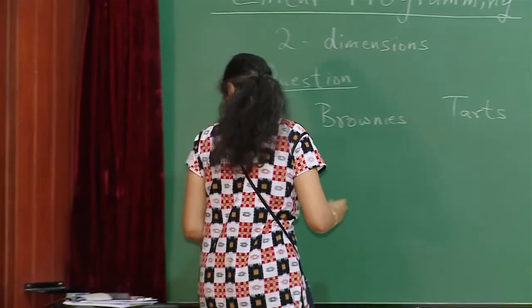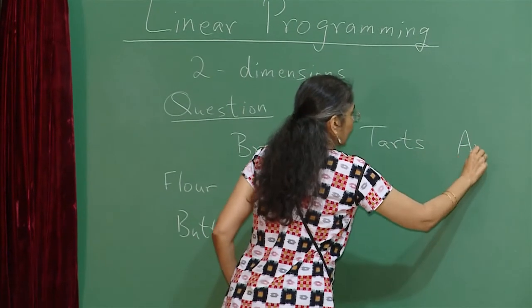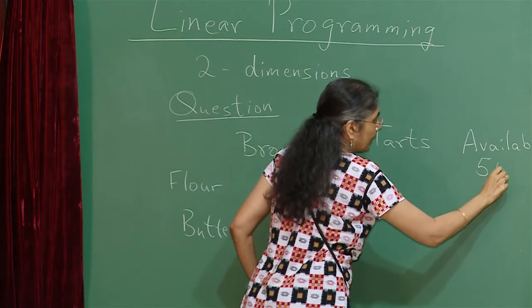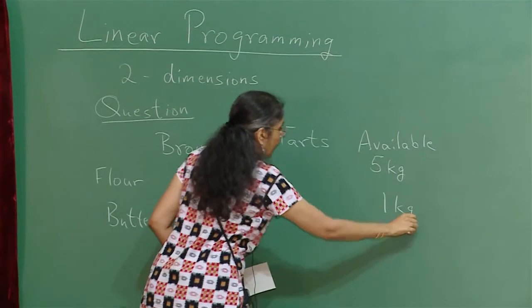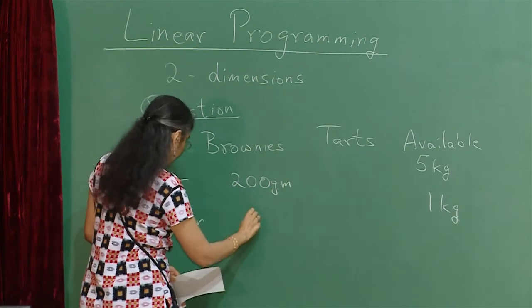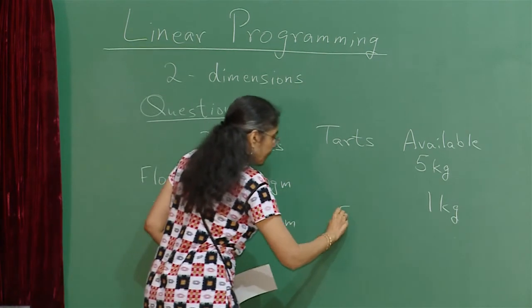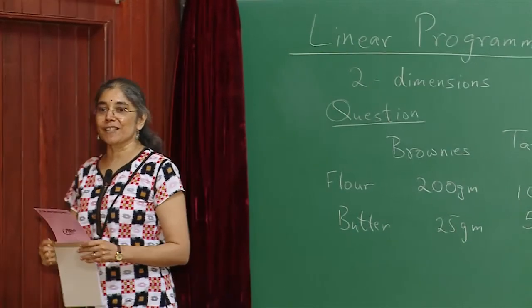So, maybe we want to write something like this. The available amounts. So, this baker has maybe 5 kilos of flour and this baker has 1 kilo of butter, and to make one brownie it requires, let us say, 200 grams of flour and 25 grams of butter. Making tarts is more intensive in butter, it uses 50 grams of butter, but it uses only 100 grams of flour. And now you can imagine what the question is. The question is, what should the baker decide to do? You know, how many brownies, how many tarts, and what is this going to depend on?